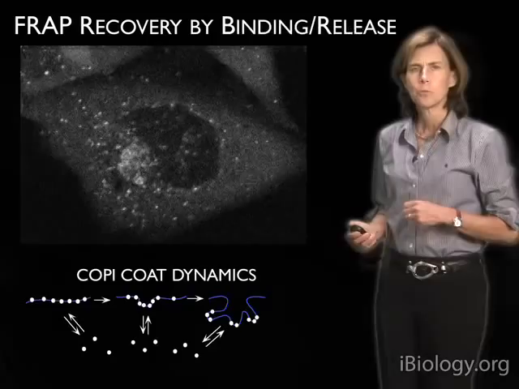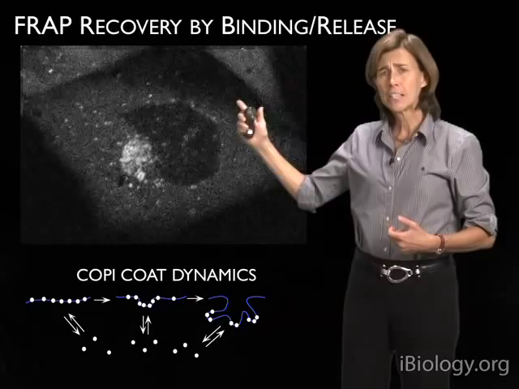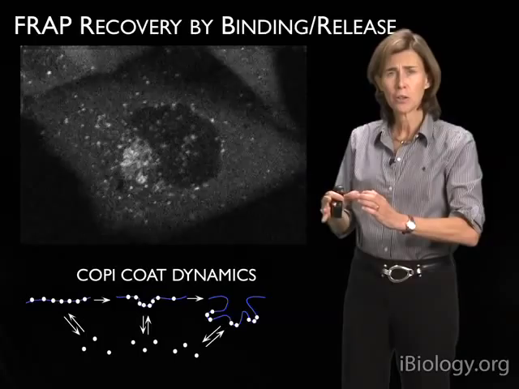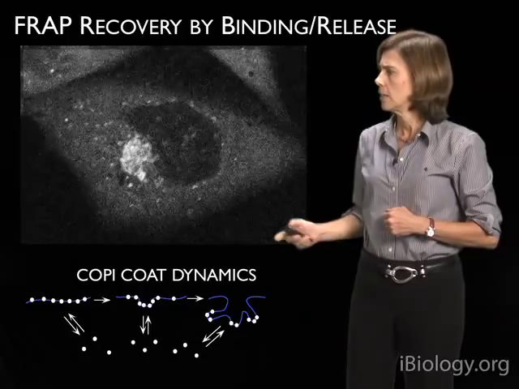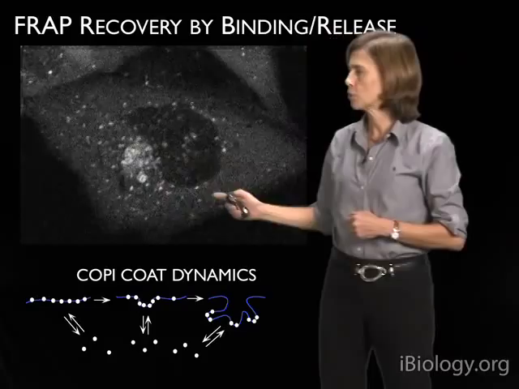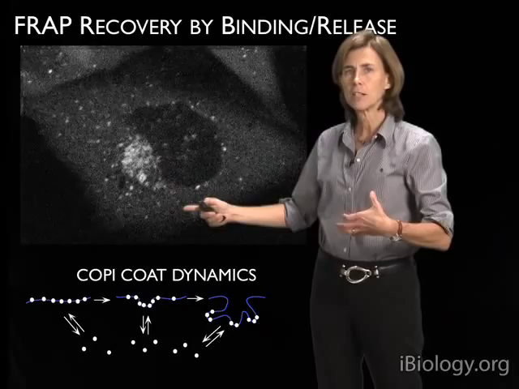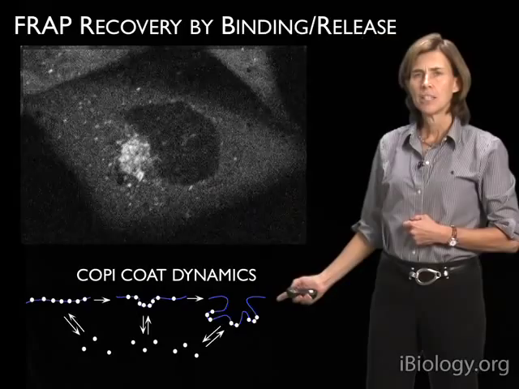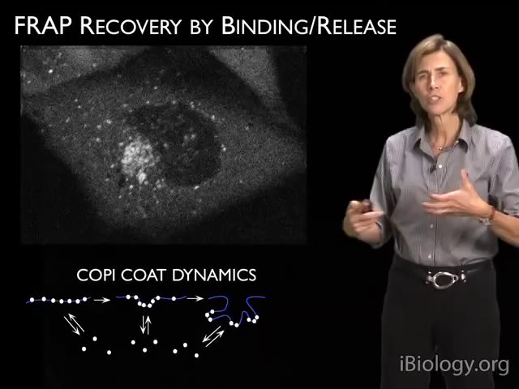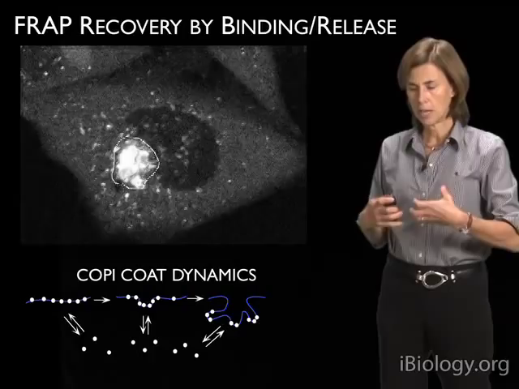FRAP recovery can also reveal insight into the binding and release cycle of proteins that are binding and dissociating from membrane surfaces or other protein scaffolds within cells. In this case, what one's looking at is photobleaching of cells expressing the epsilon COP subunit of the coatomer or COP1 coat complex. As you can see from this very rapid recovery exchange in this movie here, what this data suggests is that these coat subunits are undergoing continuous binding and dissociation from these membranes as they engage in vesicle budding and release from membranes.